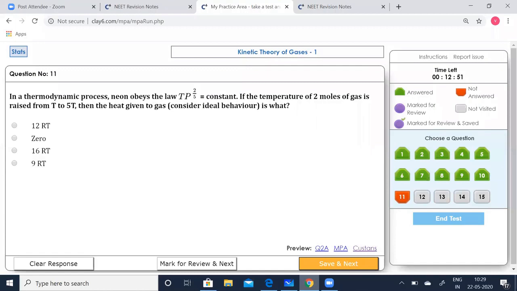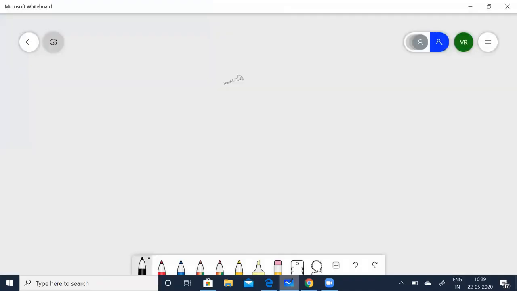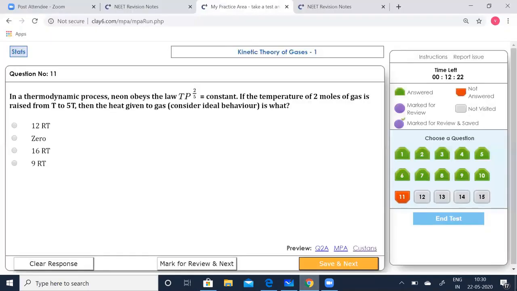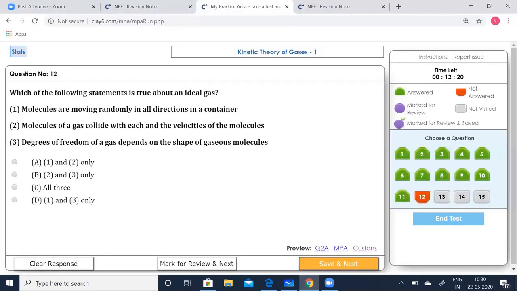I mistook this. In a thermodynamic process, neon obeys the law Tp to the power of 2 by 5 is equal to constant. If the temperature of 2 moles of gas is raised from T to 5T, then the heat given to the gas is how much? Yeah, this is easy. Now it is given that Tp to the power of 2 by 5 is equal to a constant. So that means delta Q is equal to 0. So option B is correct. Save that. Go to the next.